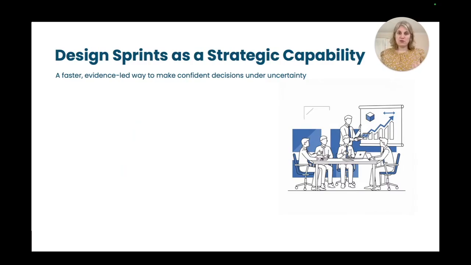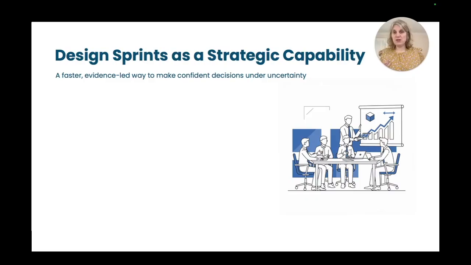And they are a strategic capability. When you and your company start using design sprint, you will have faster evidence-based decisions under uncertainty, which I think is particularly important nowadays, where with all this AI hype, many companies and leaders say, oh, we have to use AI, we have to use AI, but it can be used for many things. So what is the right thing? What is the right problem we should be solving with AI? And what is the right solution based on AI that users and customers will like to use?